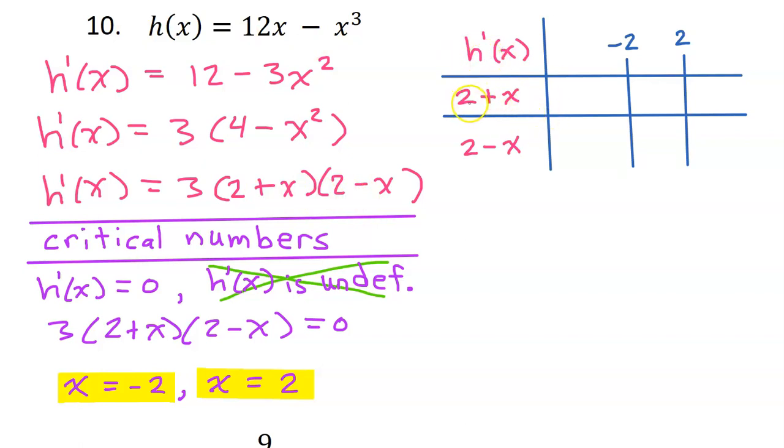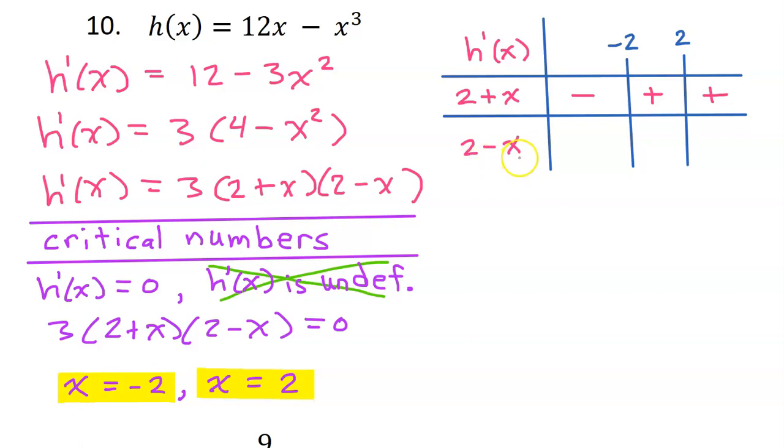So look at the factor of 2 plus x. Where will this be positive and where will it be negative? Well, this factor equals 0 when x is equal to negative 2. So that's sort of the cutoff. So it'll be negative for any value less than negative 2, and it will be positive for any value greater than negative 2.